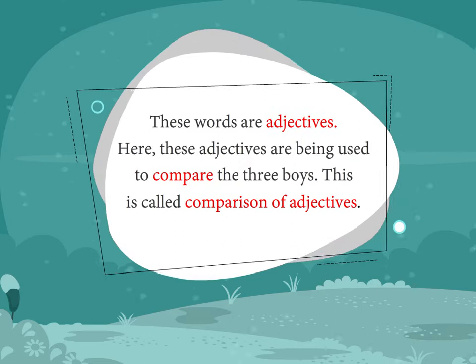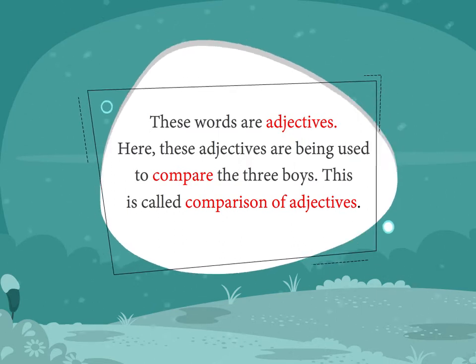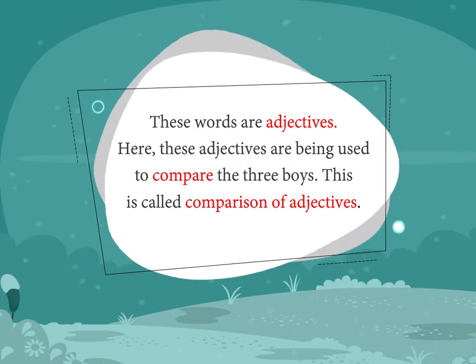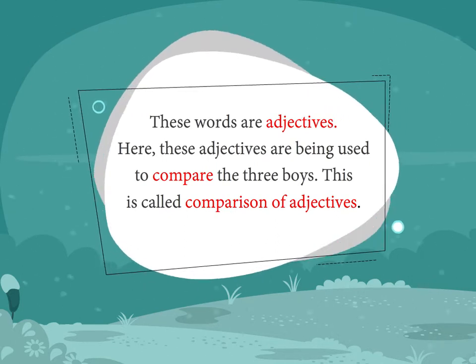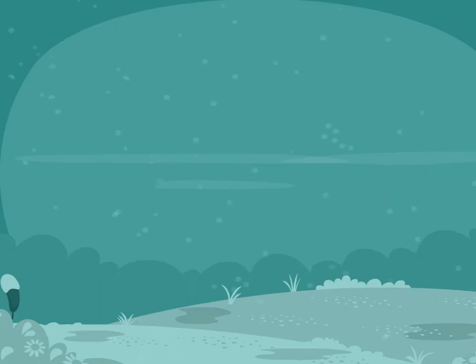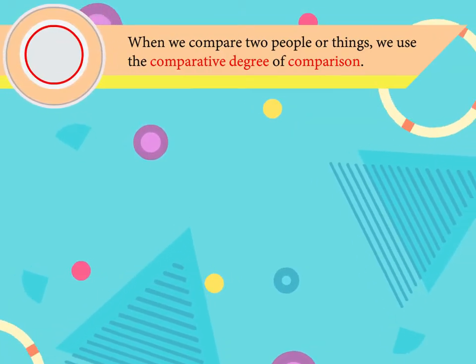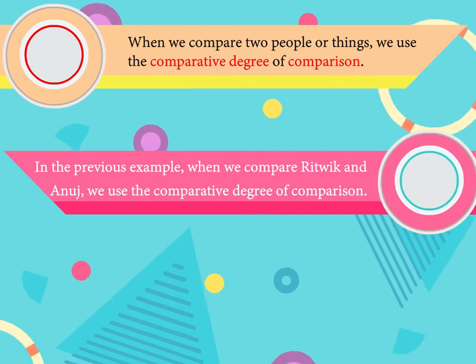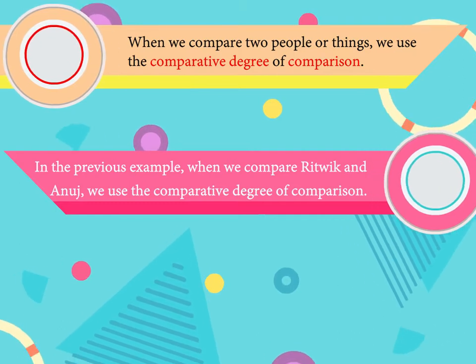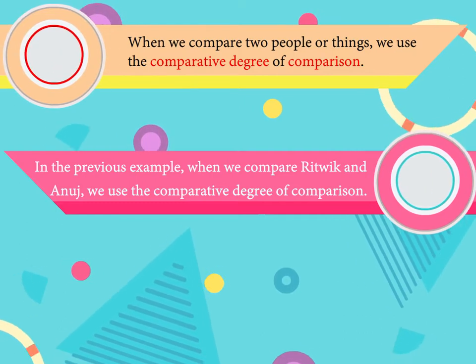These words are adjectives. Here, these adjectives are being used to compare the three boys. This is called comparison of adjectives. When we compare two people or things, we use the comparative degree of comparison. In the previous example, when we compare Ritvik and Anuj, we use the comparative degree of comparison.